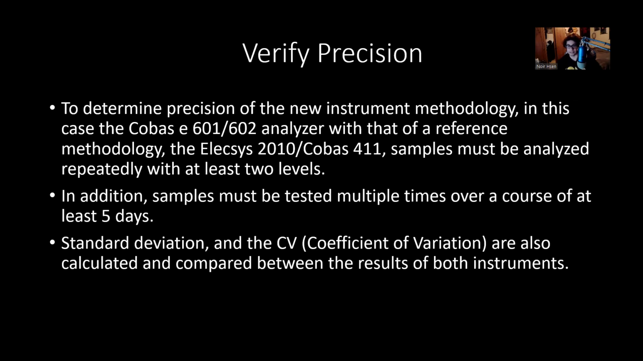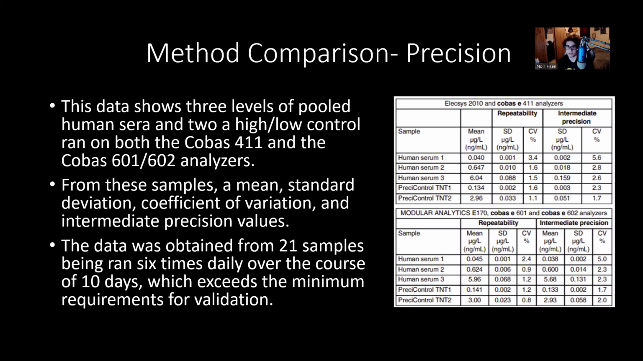So precision is the next step. For precision, we're going to run at least 2 levels, and they must be tested multiple times. At least 5 days, but people usually go 10 up to 20 days. And then from these repeated trials, we're going to calculate the standard deviation, coefficient of variation, and we're going to see in this slide here.